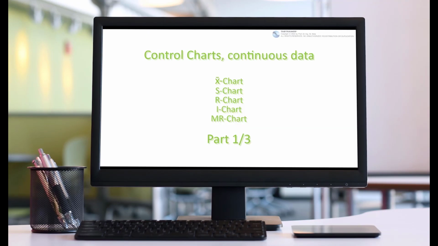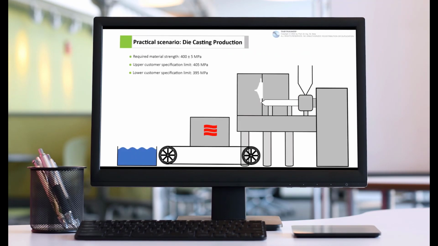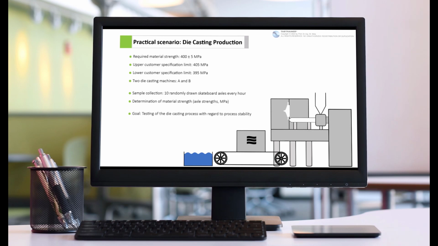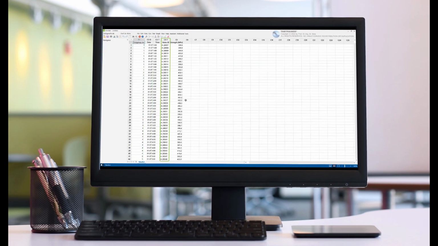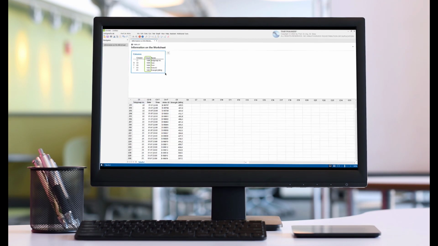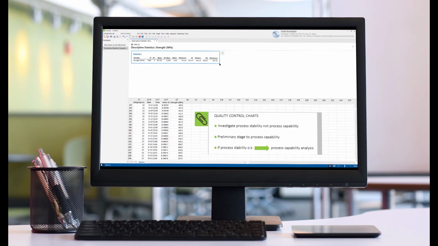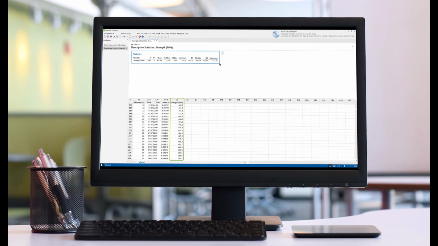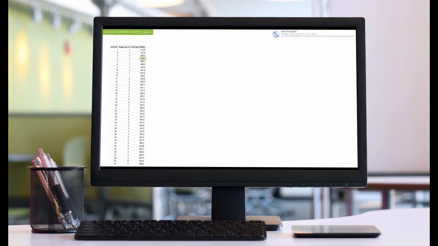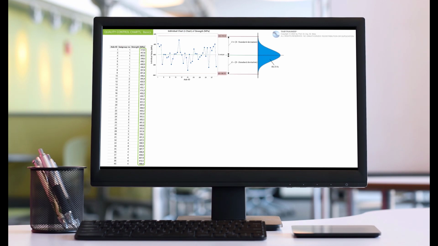In the 24th Minitab tutorial, we are in the die casting production facility of Smartboard Company. Skateboard axles are manufactured here by using two die casting systems. The central quality feature of the skateboard axles is the axle strength. Smartboard Company's customers require an average axle strength of 400 megapascals, plus minus 5 megapascals.